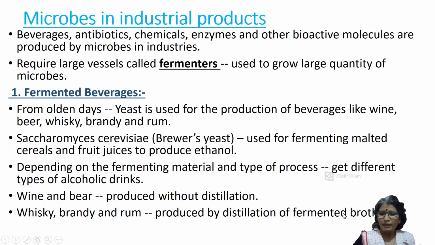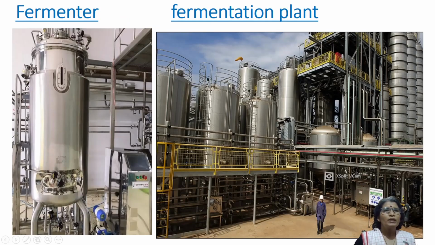What is fermented broth? Here one thing I will tell you. This is a fermenter. This is made up of steel. It is a very large container. In this fermenter only, microorganisms are grown in the industry. Here this is a fermentation plant. This is one industry. Here you can see so many fermenters connected to one another. In all these fermenters microorganisms are grown, and by doing so, many different types of fermentation processes and chemical changes occur, and finally this industry produces a particular product.